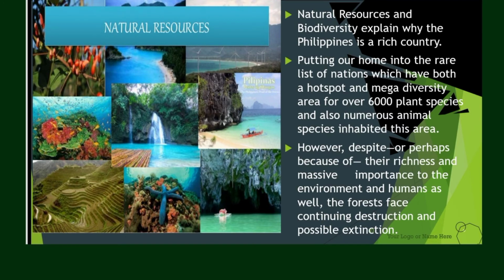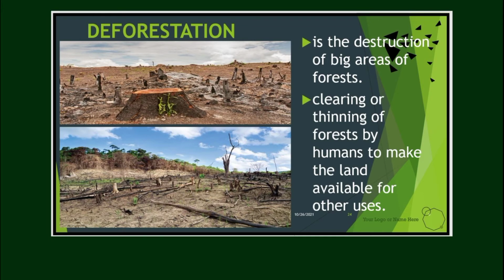Natural resources and biodiversity explain why the Philippines is a rich country, putting our home into the rare list of nations which have both a hotspot and mega diversity area, with over 6,000 plant species, and also numerous animal species inhabiting this area. However, despite or perhaps because of their richness and massive importance to the environment and humans as well, the forests face continuing destruction and possible extinction. The number one environmental problem in our country is deforestation.